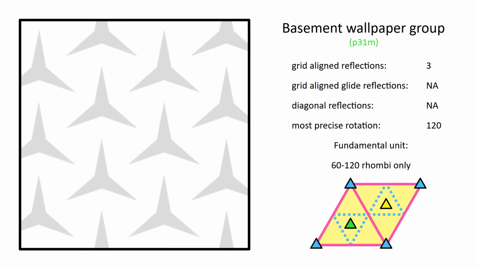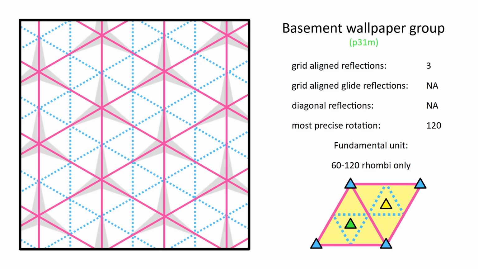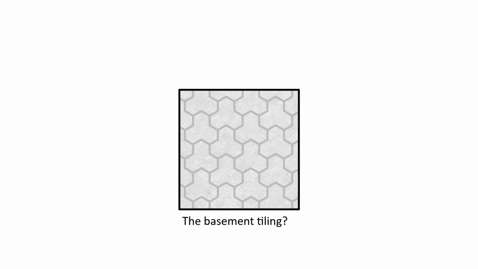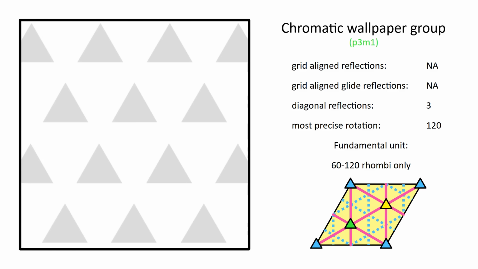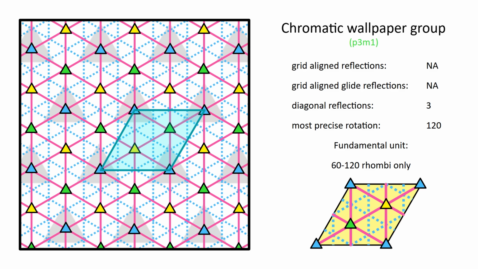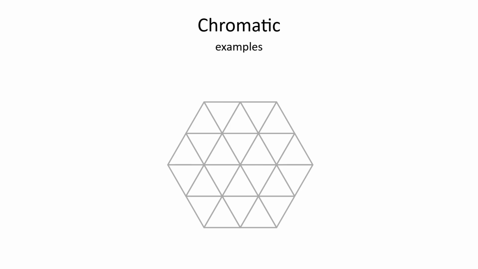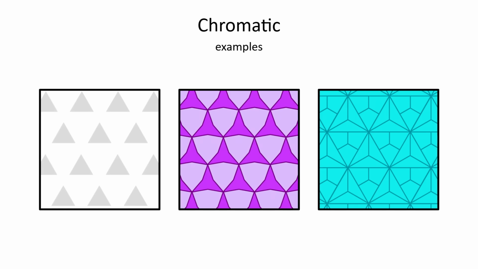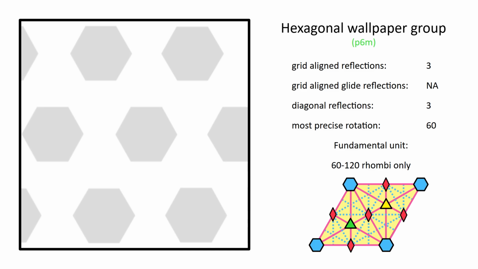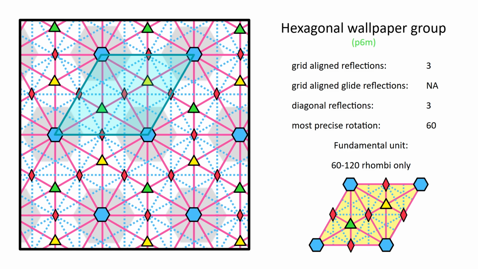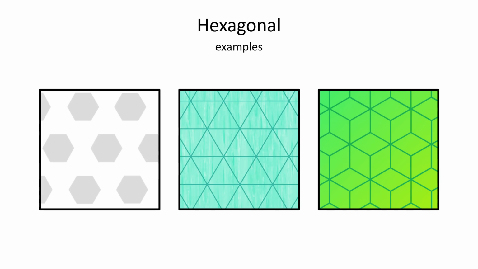The basement wallpaper group has 3 reflections and glide reflection directions, all of which are aligned with the translations. I named it after this tiling, whose name I don't know, if it even has one. The chromatic wallpaper group is very similar, but the reflections aren't aligned with the translations. The easiest way to achieve it is by coloring the triangular tiling with 2 different colors, which makes some reflections no longer work. But you don't need colors to make a tiling of this group. Finally, the hexagonal wallpaper group has all of those previous reflection directions and 60-degree rotations. It includes the regular hexagonal and triangular tilings, as well as half the Laves tilings.